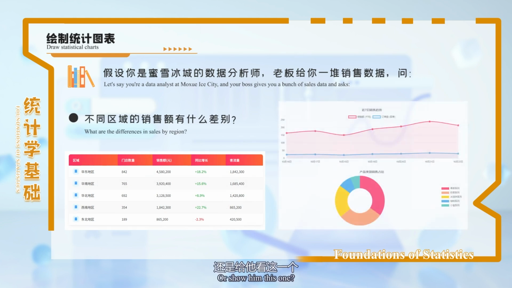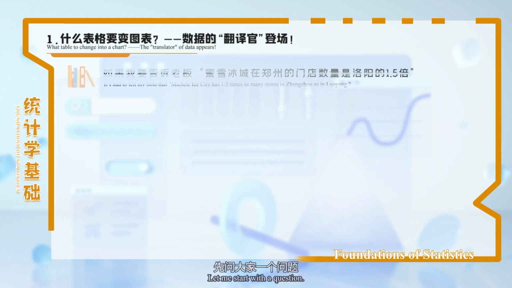Or show him this one. That's right, statistical charts. It's the magic wand that makes the data talk. Today we will unlock this skill. Let me start with a question.